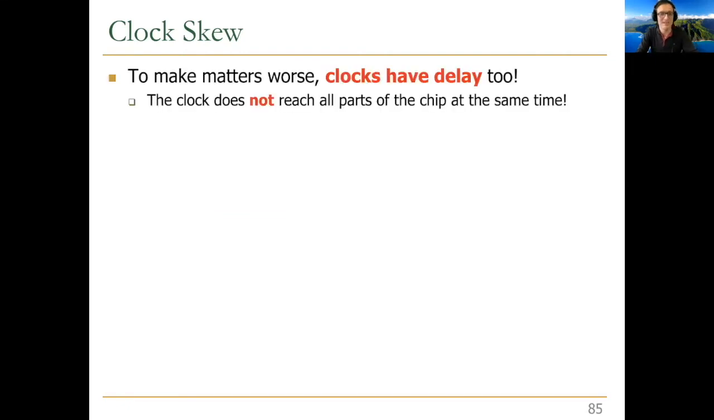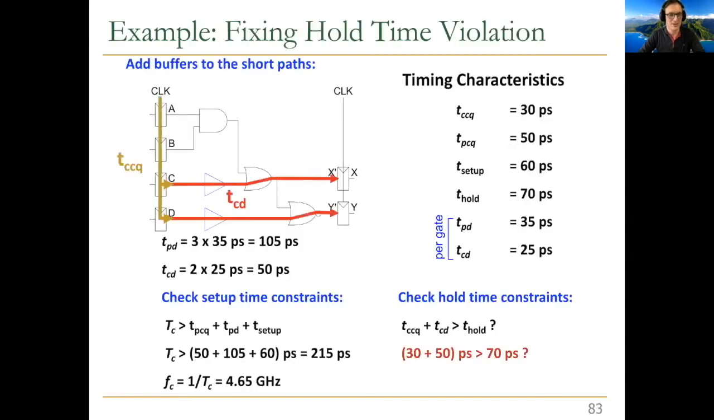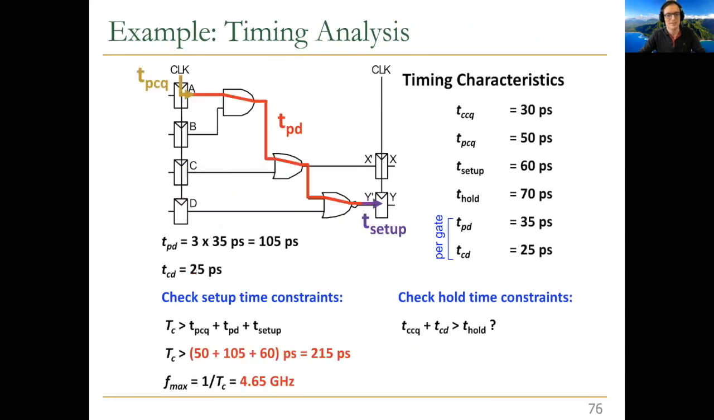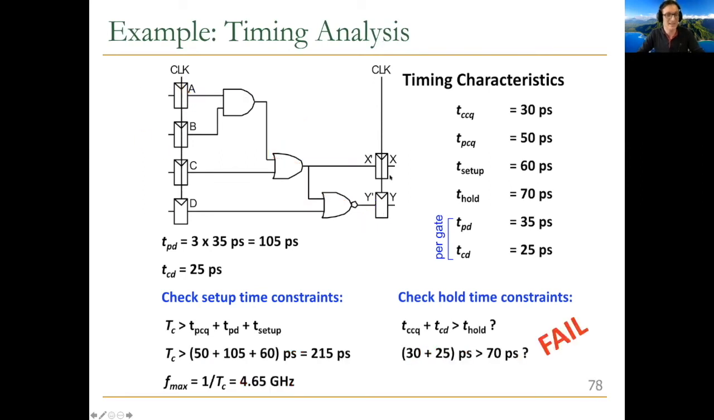And what does this mean? Basically, so far we've assumed that clock doesn't have any delay. If you go back to the system that we're examining, clock arrives at this first set of flip-flops, let's say R1, at the same time that it arrives at the second set of flip-flops. But that's not necessarily true.